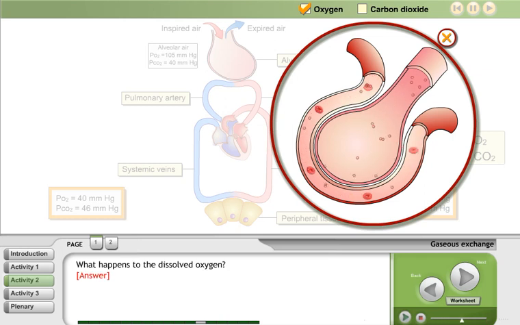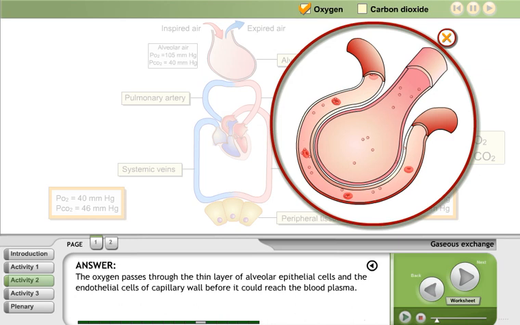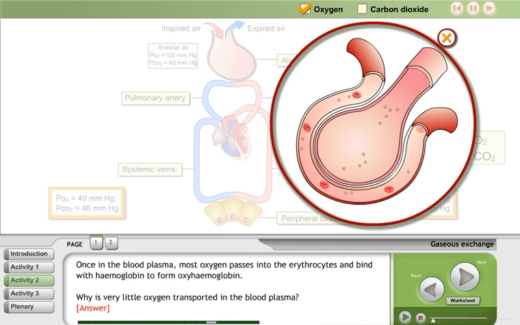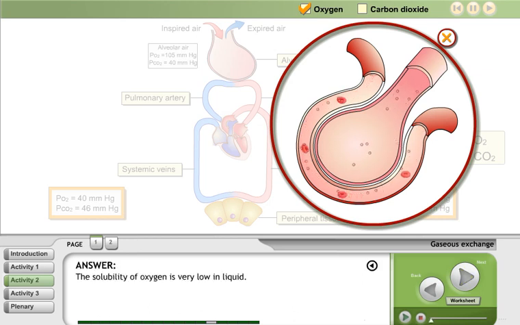What happens to the dissolved oxygen? Answer: the oxygen passes through the thin layer of alveolar epithelial cells and the endothelial cells of capillary wall before it can reach the blood plasma. Once in the blood plasma, most oxygen passes into the erythrocytes and binds with hemoglobin to form oxyhemoglobin. Why is very little oxygen transported in the blood plasma? Answer: the solubility of oxygen is very low in liquid.